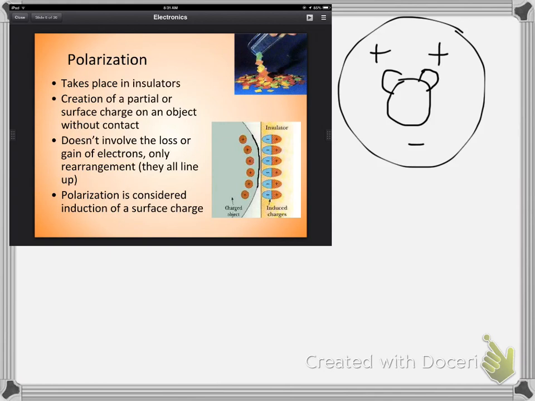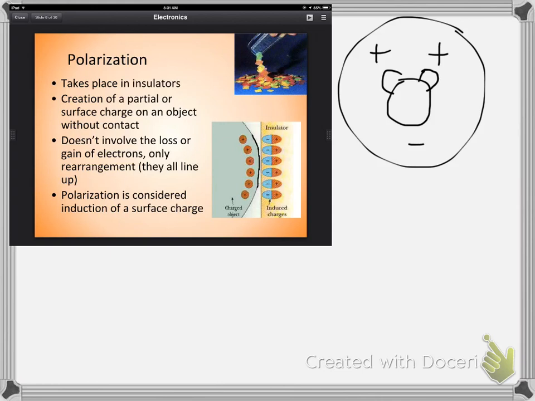This is typically observed in insulators. Why? Why would this be something we would see in insulators and not in conductors? We're not actually having any electrons leave or jump onto the object. And remember, that's what conductors prevent. Conductors do not allow electrons to flow on or off the object. Insulators do not allow electrons, thank you, to flow on or off the object. But they'll allow them to rearrange themselves.